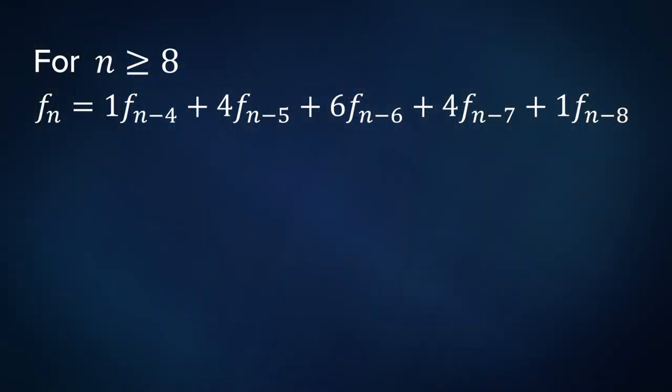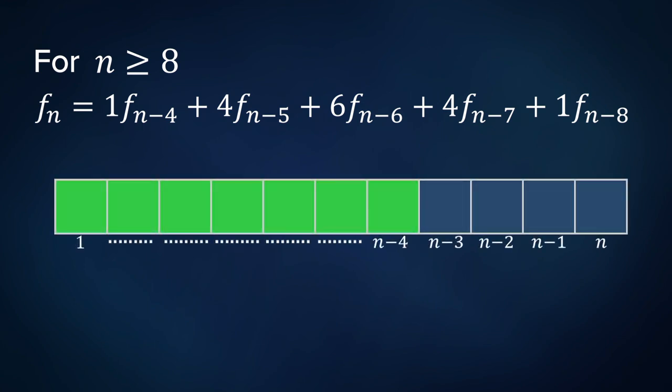We know that the f_n term counts tilings of length n with squares and dominoes. And since n is greater than or equal to 8, there must be at least 4 tiles. If we look at the last 4 tiles in the tiling, the number of dominoes could be as little as 0 or as many as 4. If there are 0 dominoes, then the tiling ends with 4 squares, SSSS, preceded by a tiling of length n minus 4, and that can be done in f_{n-4} ways, as shown here. And that explains the first term of our sum.